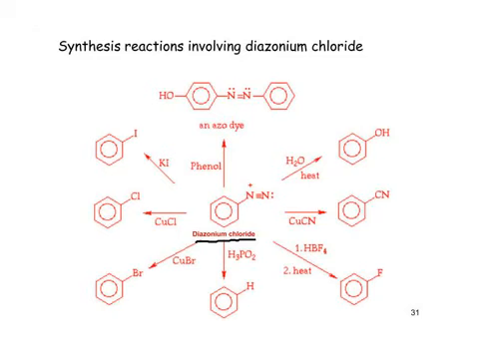Here we see a repeat of the reaction we looked at a moment ago. It will react with phenol to form a dye, a yellow dye, an azo compound. But look what it does here. Just warming it with water will produce phenol. That's great.